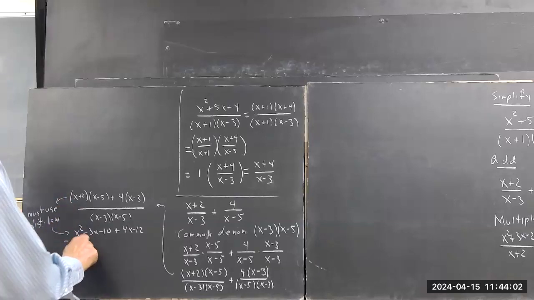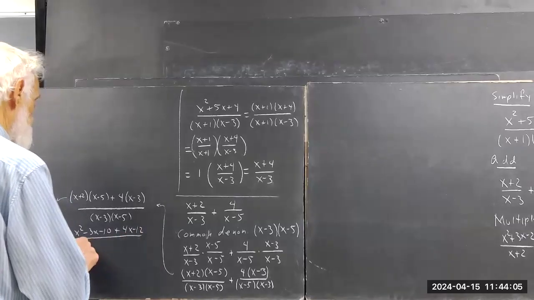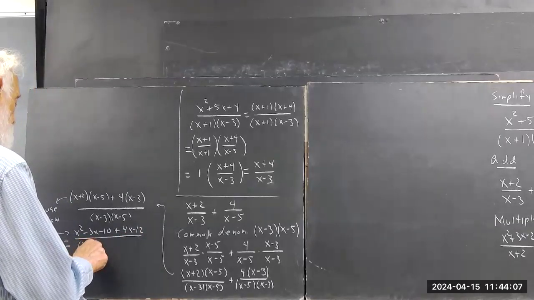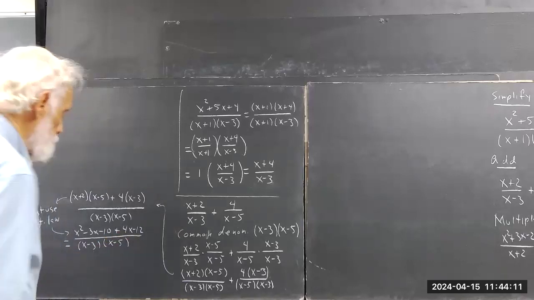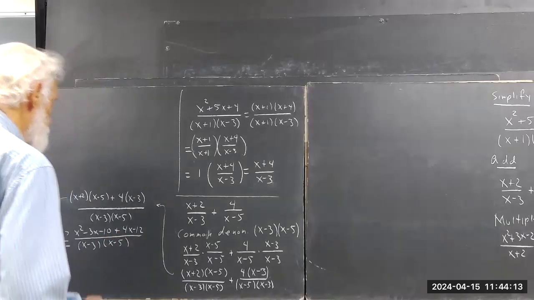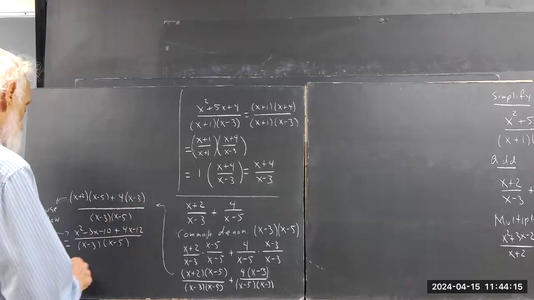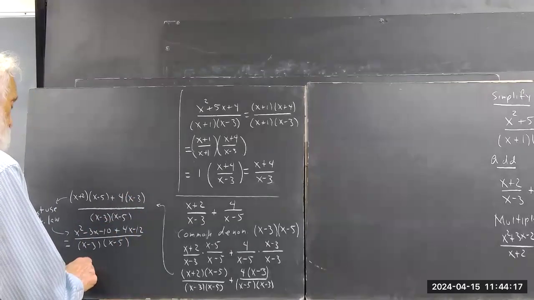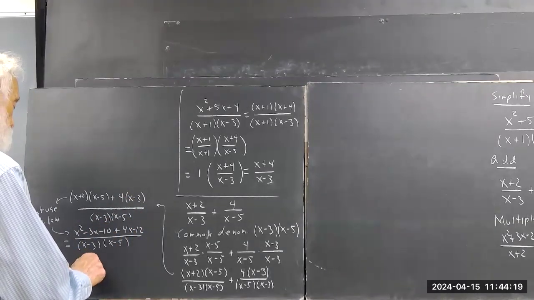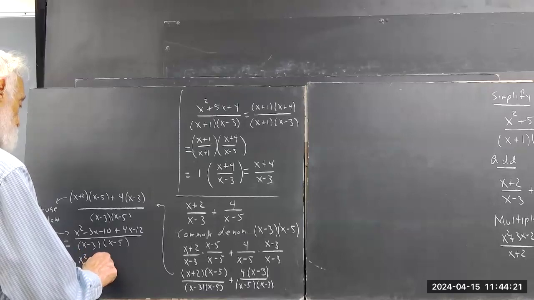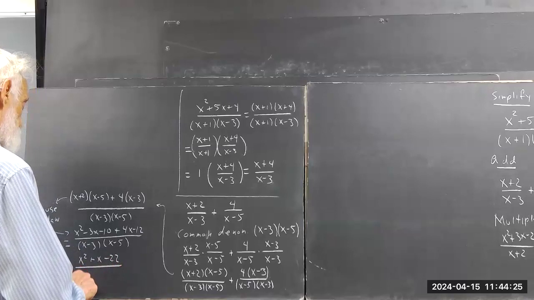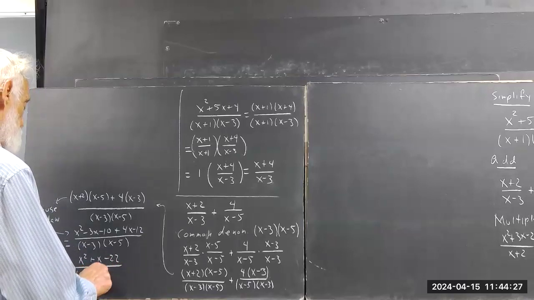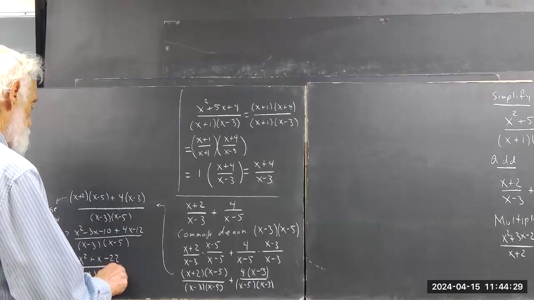To get from here to here, you must use the distributive law. And there we have it. Now, we haven't simplified the numerator yet. The numerator is going to be x squared plus x minus 22, all divided by x minus 3 times x minus 5.